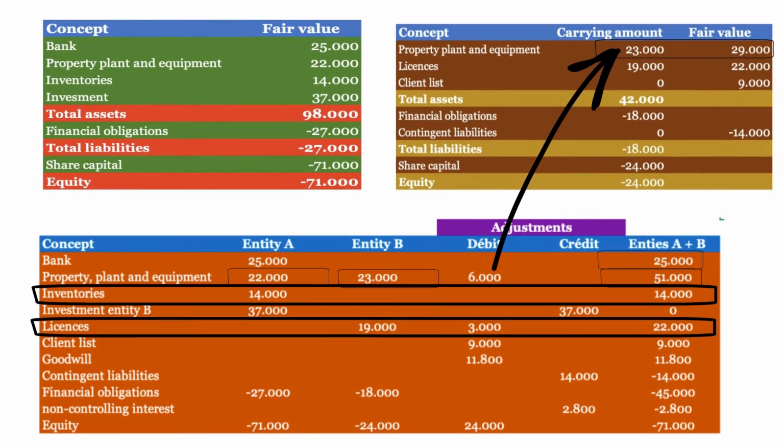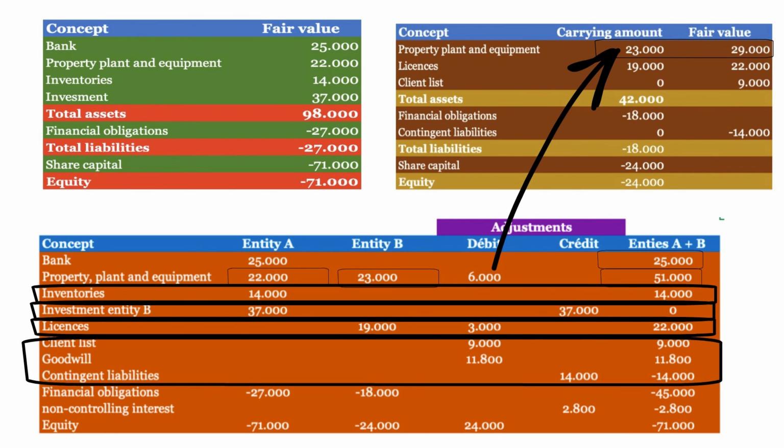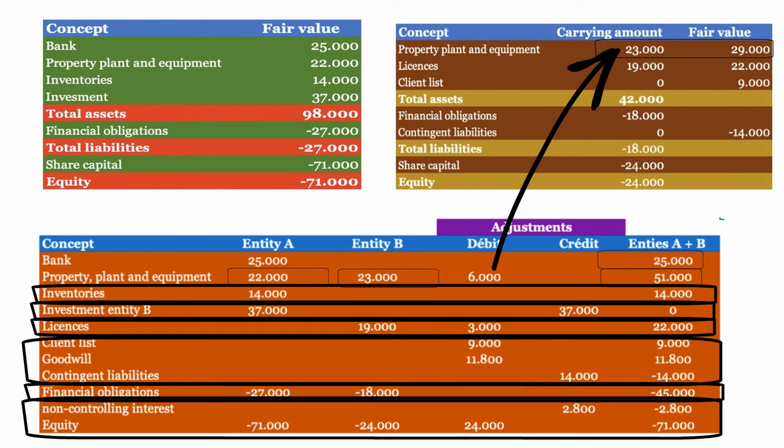The investment balance is zero because we must eliminate this asset. And we also recognize the goodwill, the client list, and the contingent liability. Financial obligations do not present changes. Finally, we recognize the non-controlling interest for 2,800. And in terms of group equity, we have a balance of 71,000 because we derecognized the equity of Entity B. In this way, we have the consolidated financial statements of the two companies after the business combination process.